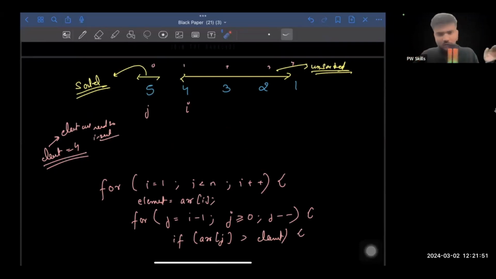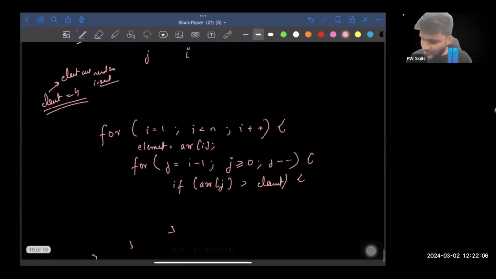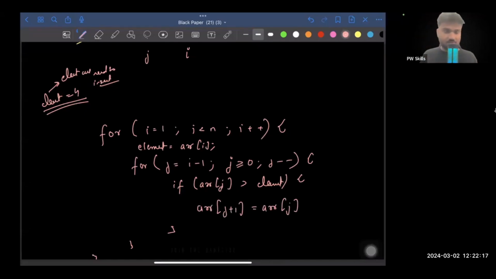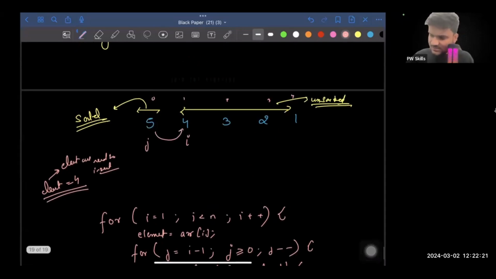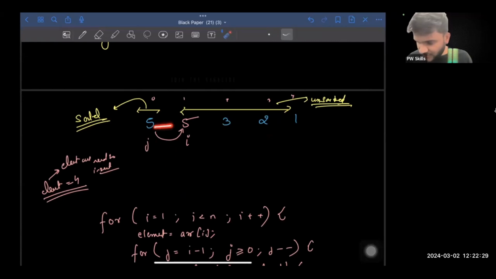Right? So instead of swapping, I can shift 5 to the right, because I know that 4 is going to be on the left side of 5. So what if I shift 5 to the right? How do we do that? We say ARR at j plus 1 is equal to ARR at j. Interesting, isn't it? So what is j plus 1? j plus 1 is this index. So we put 5 here. Now, technically, we have shifted this 5 here, and this 5 is a dummy value. Okay? Cool.